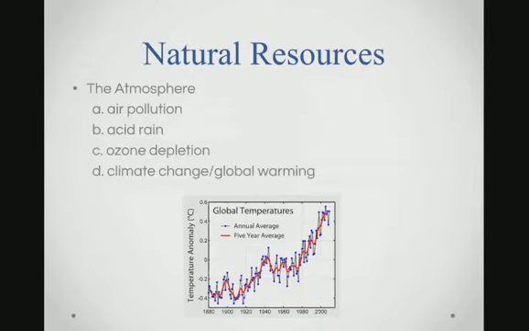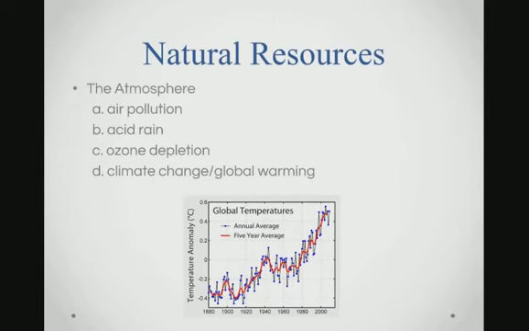The atmosphere can also be considered a natural resource. We have the air around us, and even though there's lots of it, we are affecting it as a human population, just like we're affecting the biodiversity of our planet. Some of the things that are happening to our atmosphere because of the human population are things like air pollution, the particulate matter that we put into the air from all sorts of different industries and human uses. Air pollution can be a big problem in certain parts of our planet.